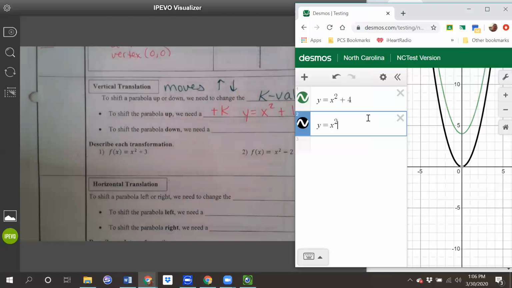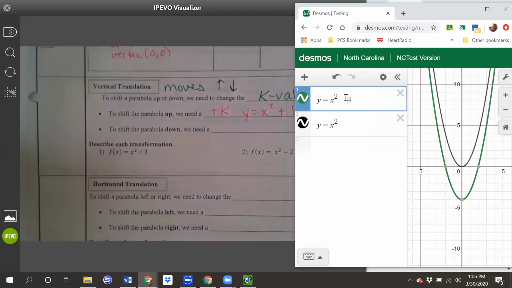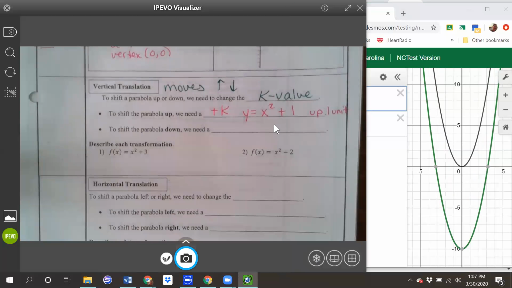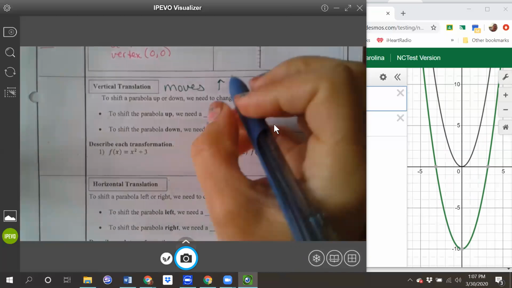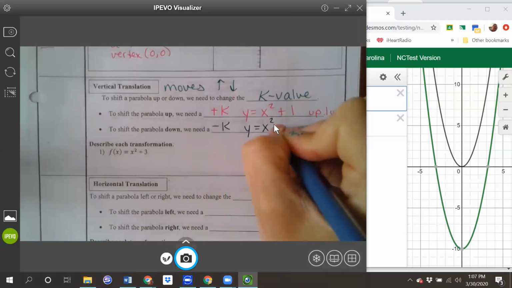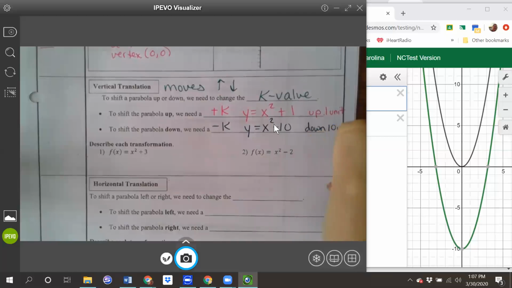So how am I going to make it move down? What if I change that positive 4 to a negative 4? Now this green quadratic just got moved down 4 units. Or perhaps, how about 10? That whole quadratic just got moved downwards 10 units. So in order to shift the parabola down, we need a negative k value. My example might be x squared minus 10, which would move your whole parabola down 10 units.